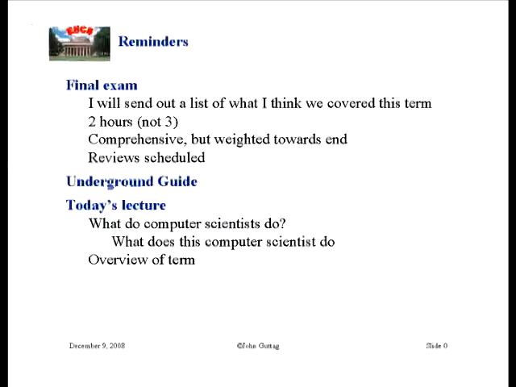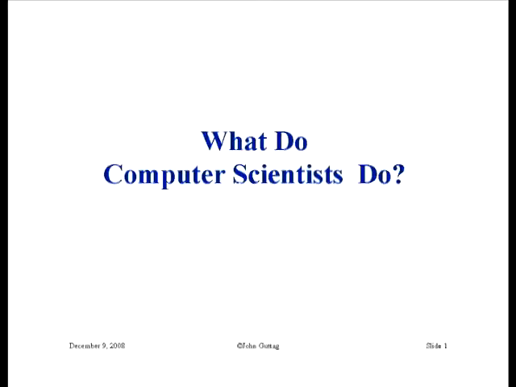All right, today's lecture, mostly I want to talk about what computer scientists do. We've sort of been teaching you computer science in the small. I want to pull back and think in the large about what people do once they learn about computer science. And then I'll wrap up with a quick overview of what I think we've accomplished this term. So what do computer scientists do? What they really do is almost everything.